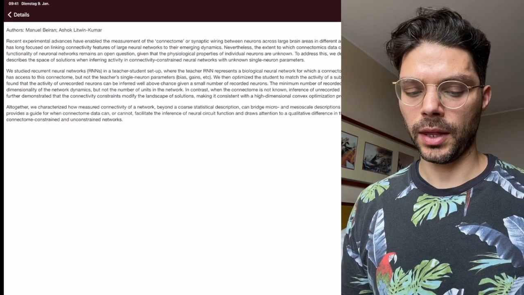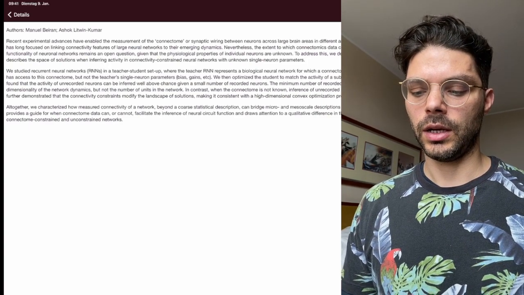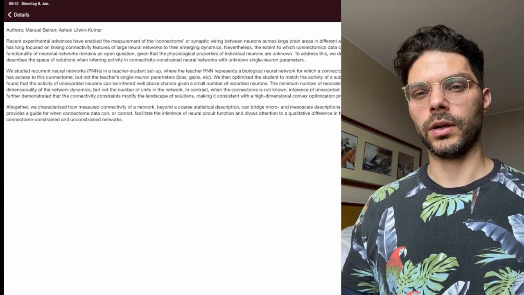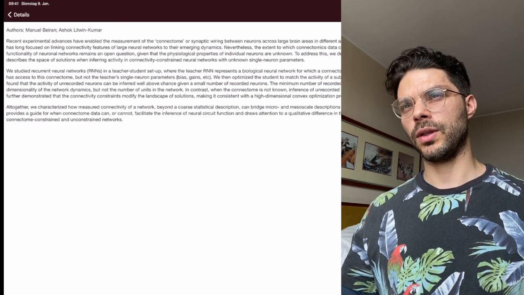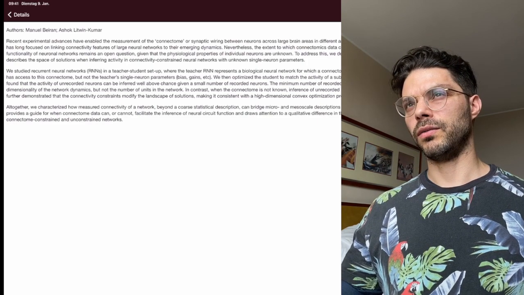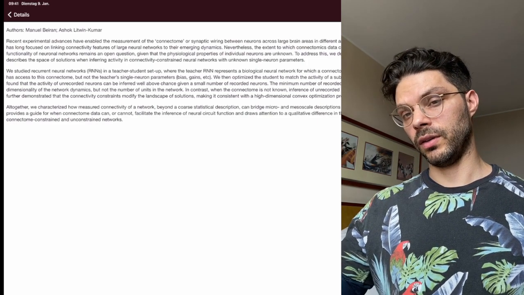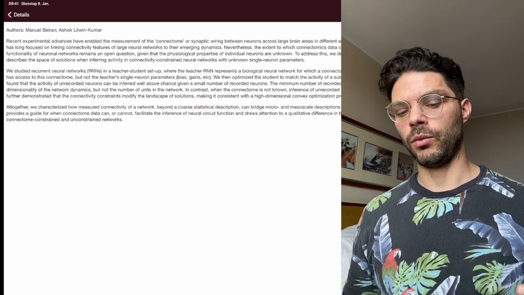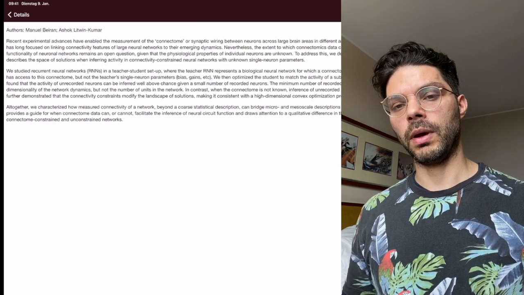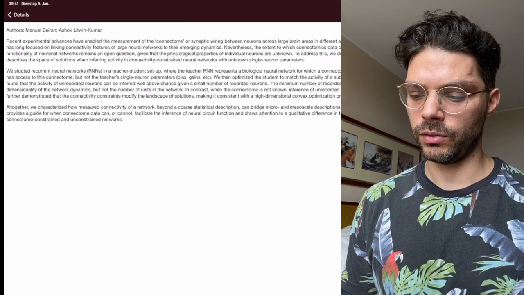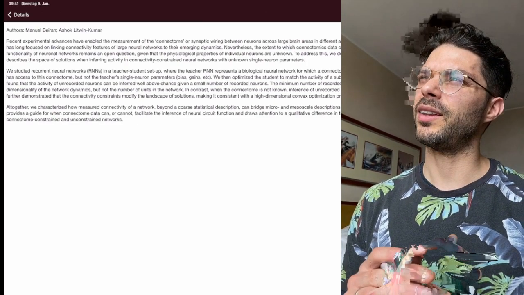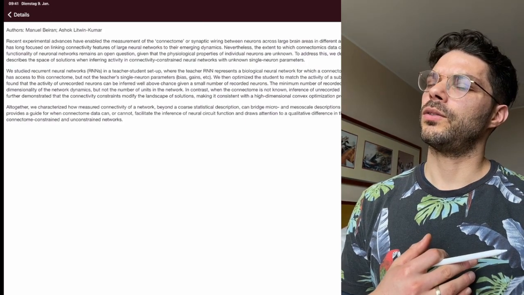I see. So I think what they're saying is you optimize the activity of the student network to match the activity of a subset of the teacher network neurons, and then you say, well, what about the remaining neurons? What's the activity there? And it turns out that you can actually infer those quite well. And I think that's going to be useful, right?